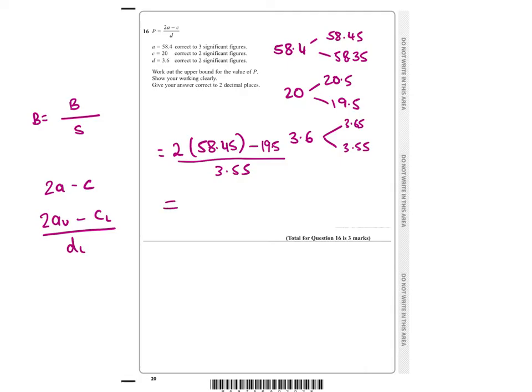Okay, I'm then going to end up with 27.44. If I put this into my calculator, 2 lots of 58.45 minus 19.5 over 3.55 is going to give me 27.4366, and then rounded to 2 decimal places is 27.44. Okay, perfect.